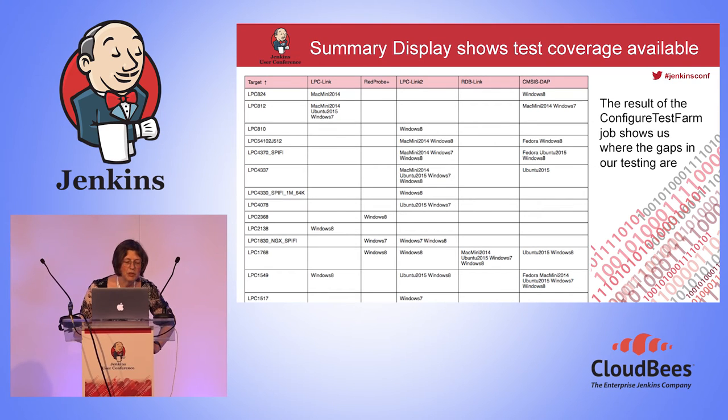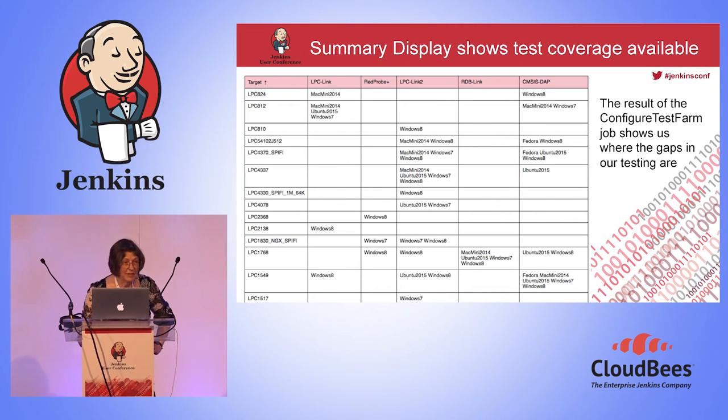and it shows, in fact, which test machines they are connected to. These are the names of the test machines. So you can see how the test coverage is looking on this particular day. And so you can glance at this and see where the gaps are, which combinations of target and probe are not being exercised on which platform. So we get some sense of how the debug stub testing is going to be done.